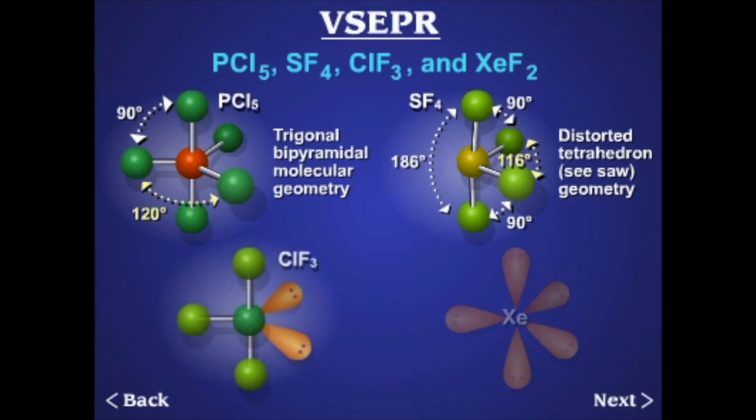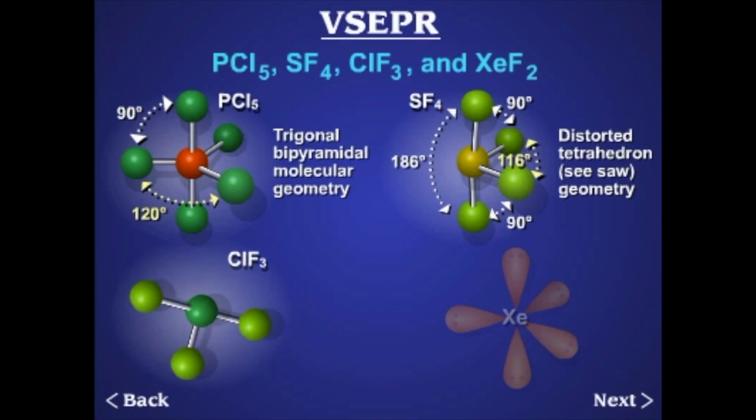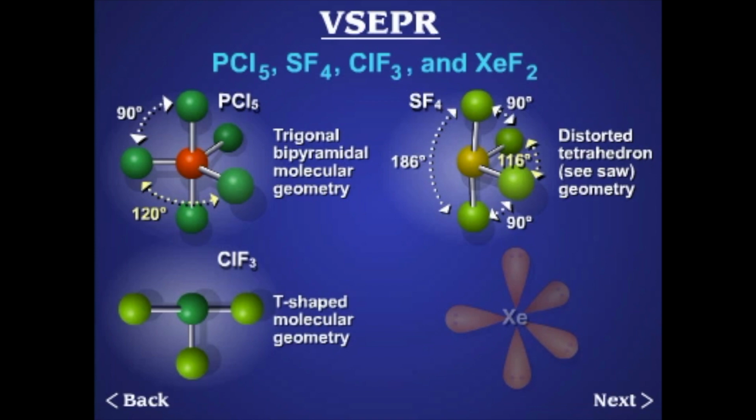In ClF3, there are 3 bonding pairs of electrons and 2 lone pairs. The lone pairs occupy equatorial positions. The molecular geometry, that is, the arrangement of the chlorine and 3 fluorine atoms, is T-shaped. Due to the lone pairs, the chlorine-fluorine bonds are pushed together, and the fluorine-chlorine-fluorine bond angles are slightly less than 90 degrees.